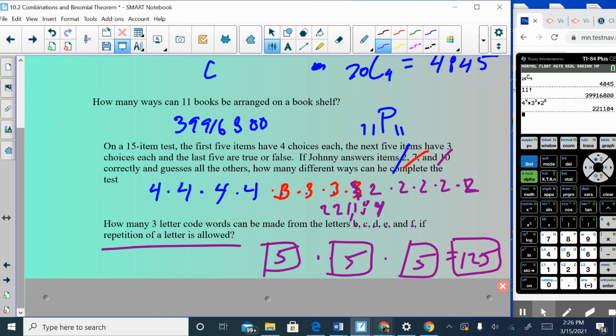So this is what I want to talk about with combinations. And section 10.2 part B will be on the binomial expansion theorem. Please let me know if you have any questions.